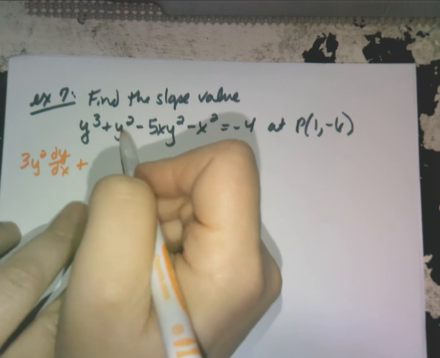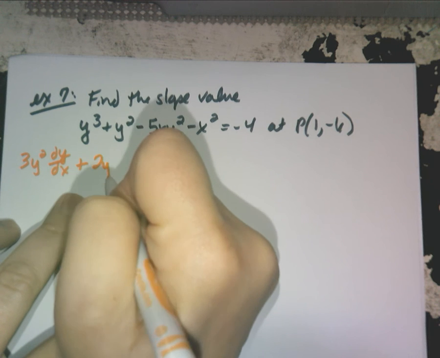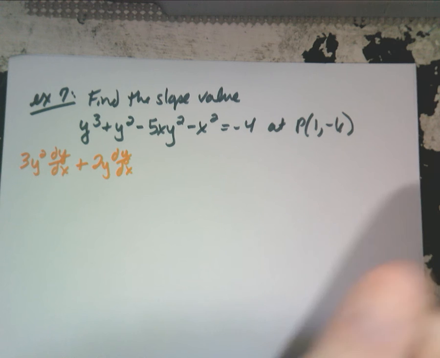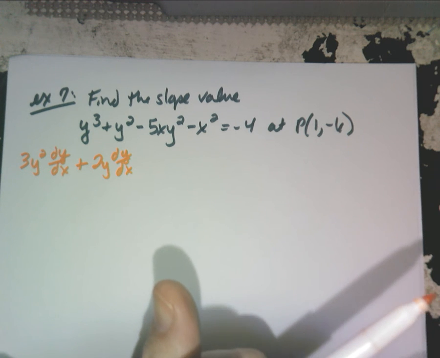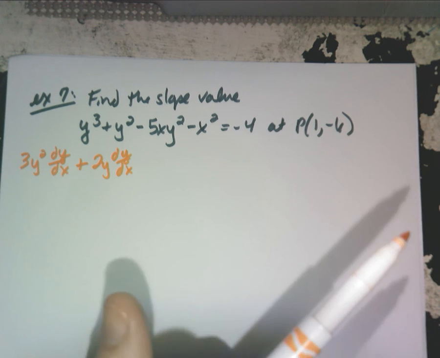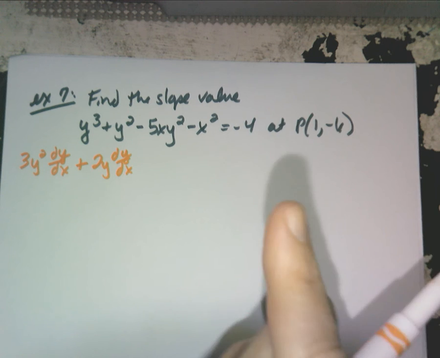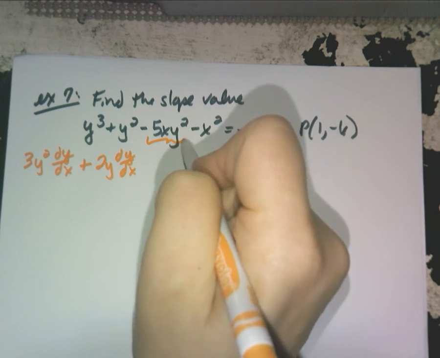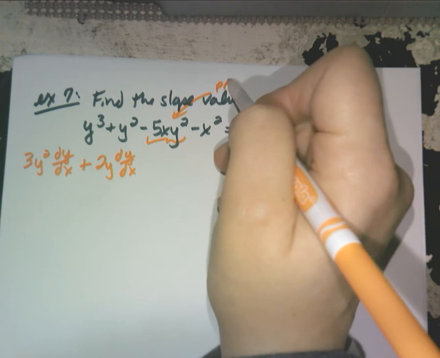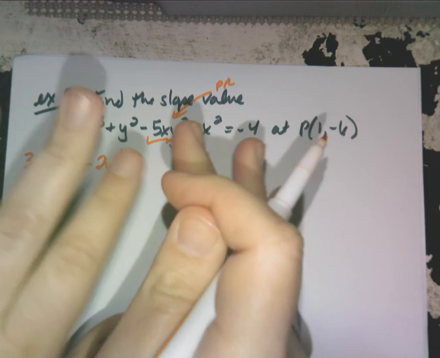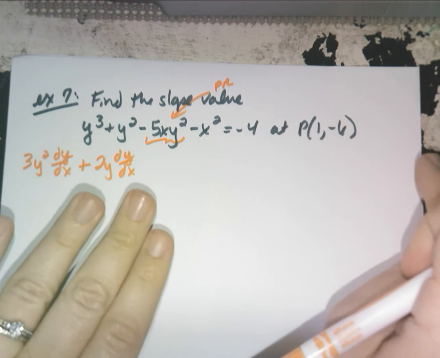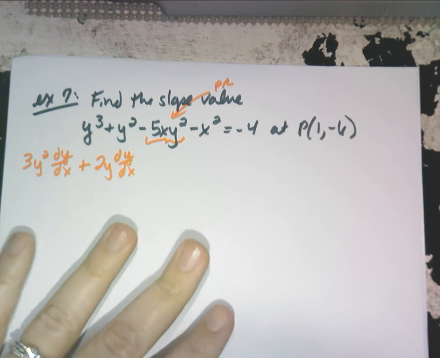Plus, what is the derivative of y squared? 2y dy/dx. What is the derivative of negative 5xy squared? Product rule time. Exactly. This is a product right here. It's product rule within this problem. So I have to just kind of pause and start doing product rule before I keep going. It kind of stinks. It does not. It's awful.